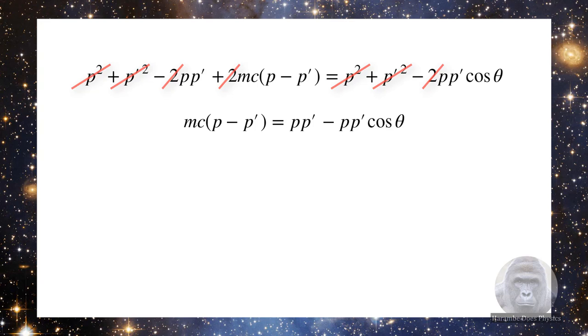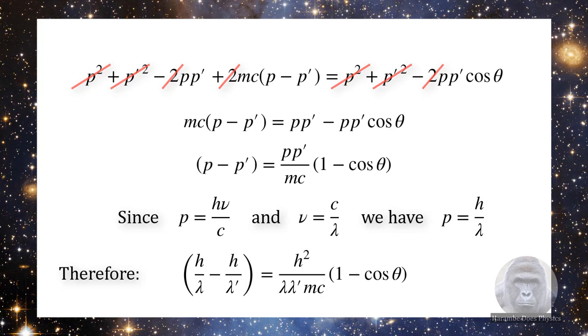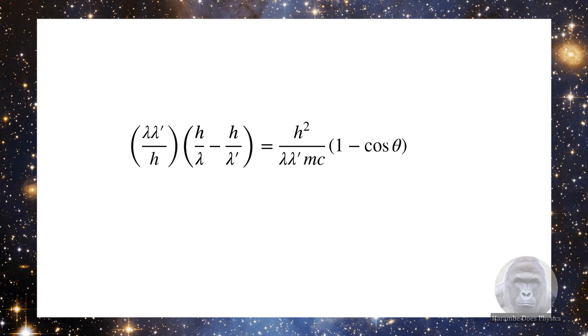Dividing through by mc and factoring the right side, we get. Now we observe that since p equals h nu over c and nu equals c over lambda, we have p equals h over lambda, and similarly for p prime. Substituting for p and p prime, we get. Now multiplying through by lambda lambda prime over h, we get the Compton equation.